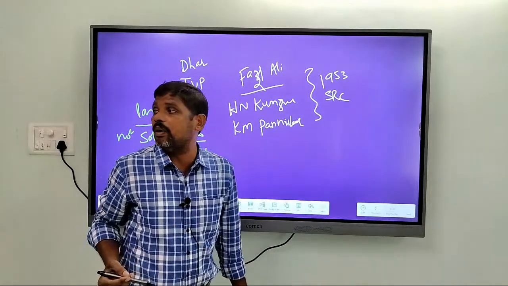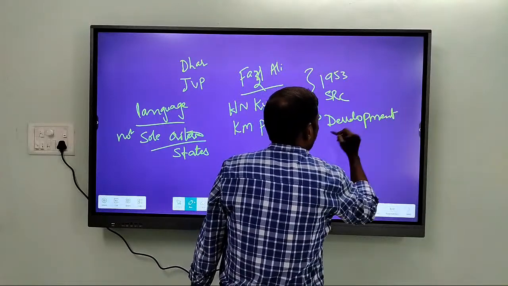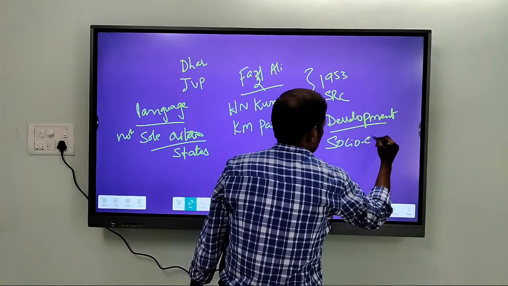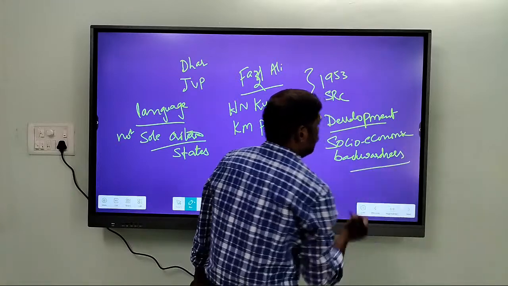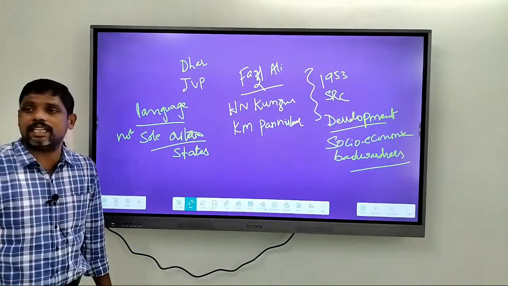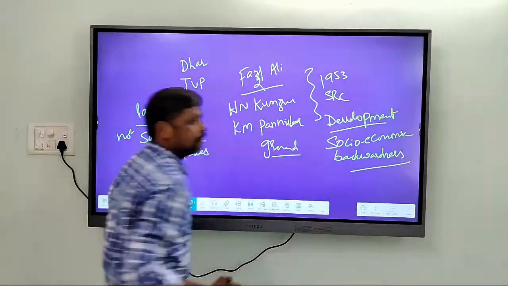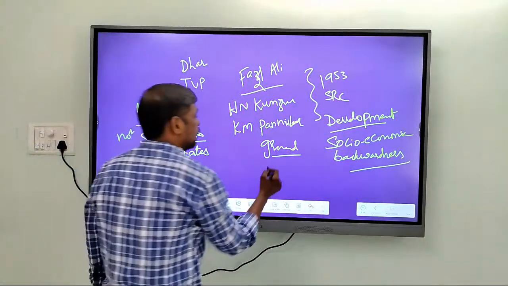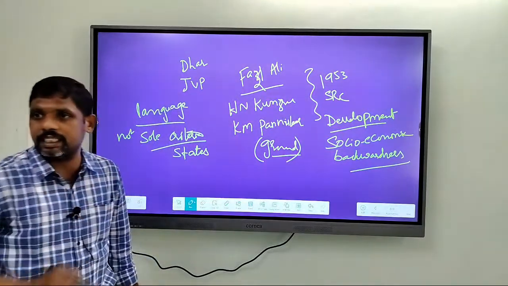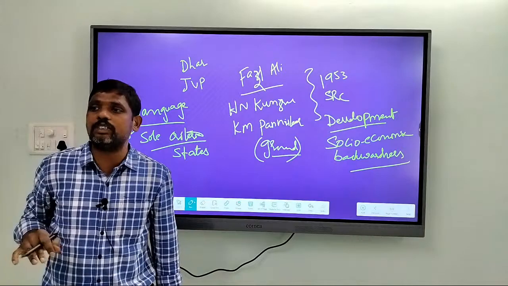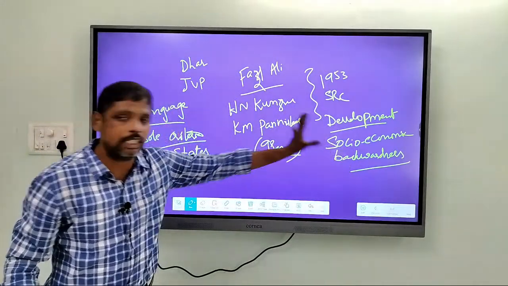So now it is development, socio-economic backwardness, that is taken as a ground for creating states in India. States are created based upon this socio-economic backwardness. Initially it was language, and we have seen this in 1956, where states were created based upon language and 14 states came into existence. But now it is not restricted only to language, it is socio-economic backwardness or development.